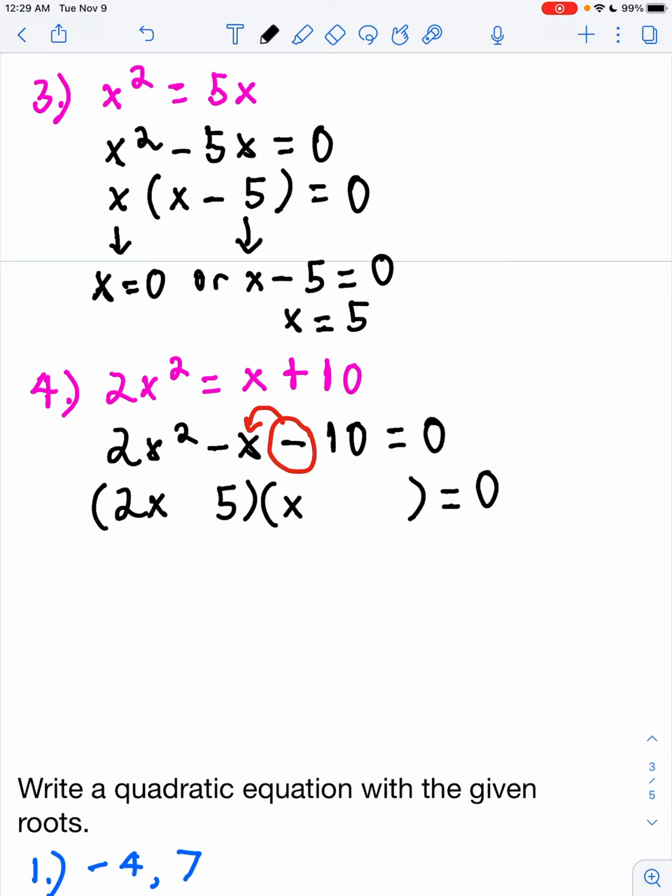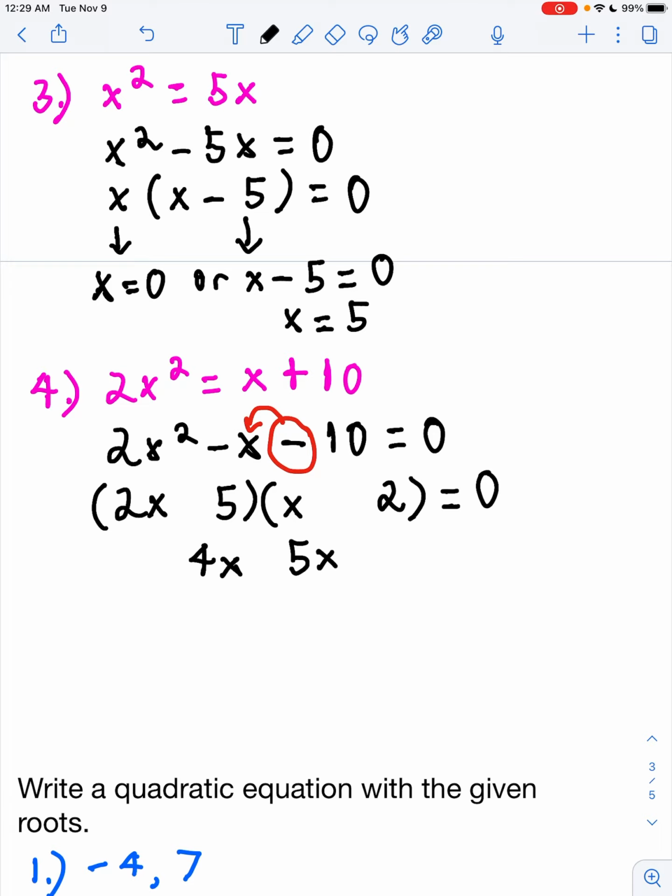So I'm going to put the 5 in the first slot and the 2 in the second. That means my outside product, which would be 2x times 2, would be 4x. And my inside product, which would be 5 times x, would be 5x. And 4x and 5x do have a difference of 1. The good news is I found the right combinations of numbers and terms.